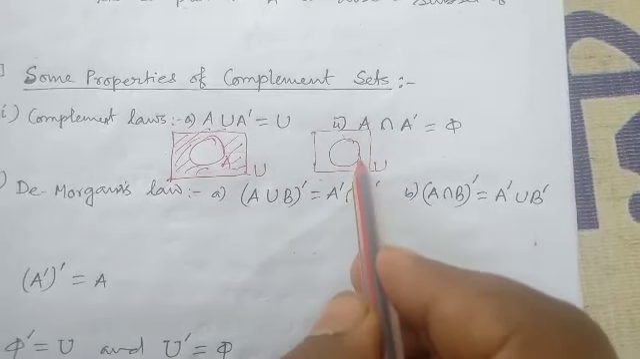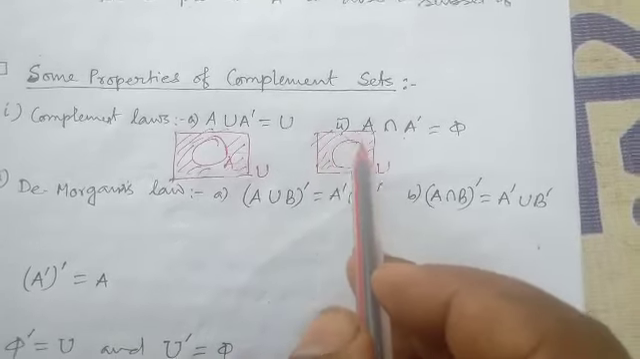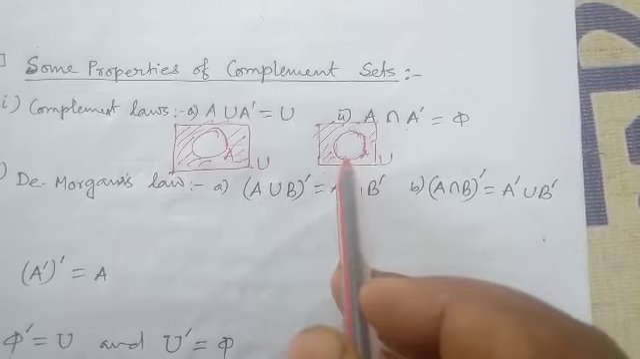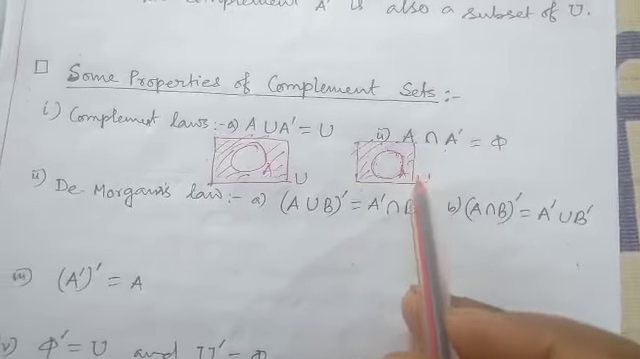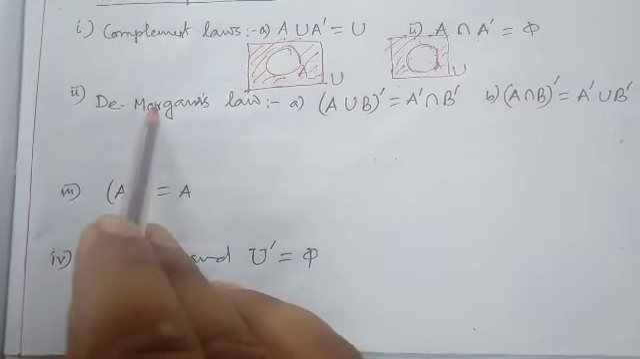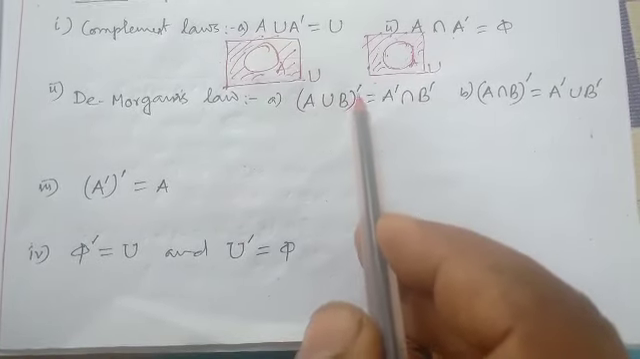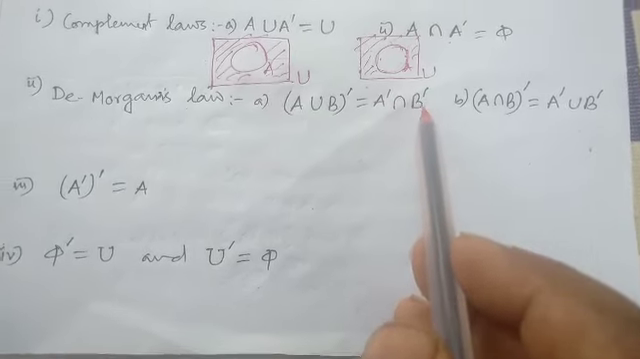But A is your set and this is your universal set, this is your A set. A intersection A complement, these are the complement portion, and this is your A portion. A intersection means common elements, and there are no common elements of A and its complement. So that is why this is your empty set. Okay, next one, De Morgan's law. A union B, its complement equals A complement intersection B complement.